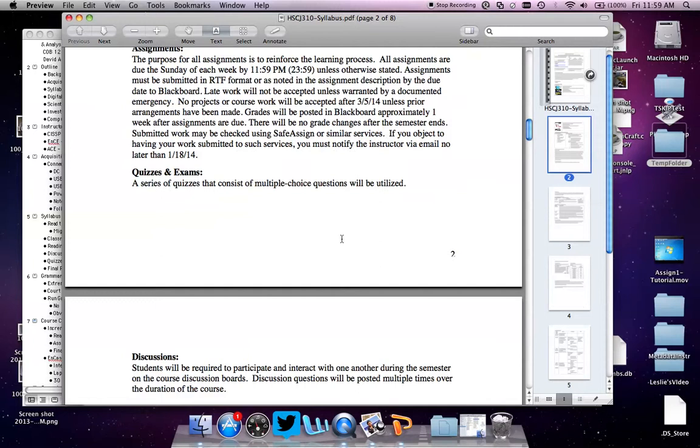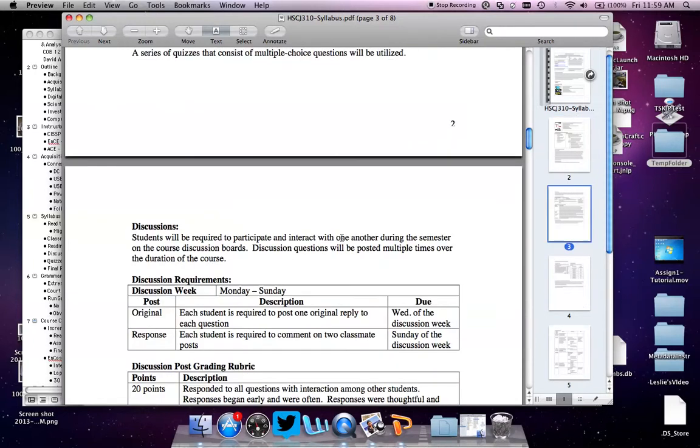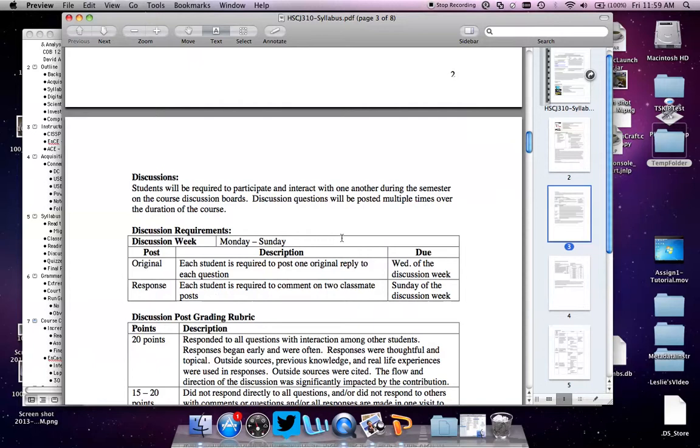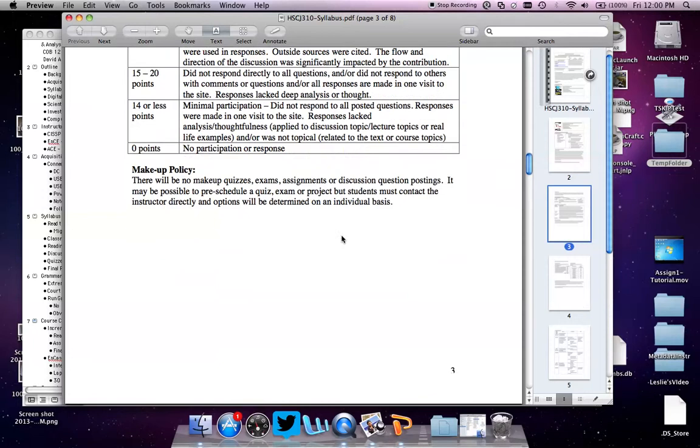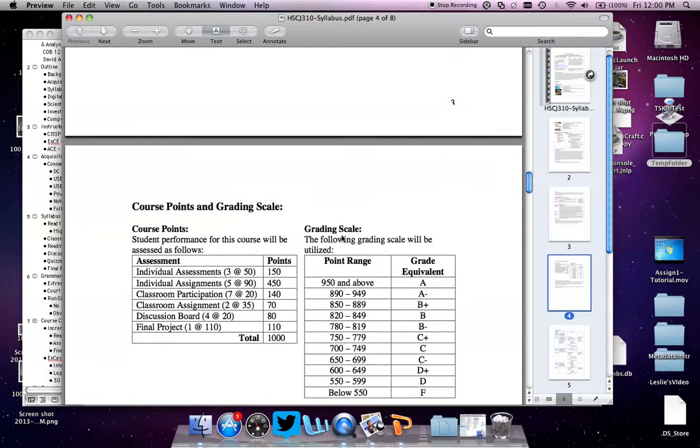There's a series of quizzes that are multiple choice, as mentioned, open book. For discussions, you should be posting your original post by Wednesday, and then posting two replies by Sunday, the deadline. This is my rubric for how I grade those. In essence, there will be no makeup exams, quizzes, assignments, or discussion question postings. This is a fast-moving class. You must stay on task.